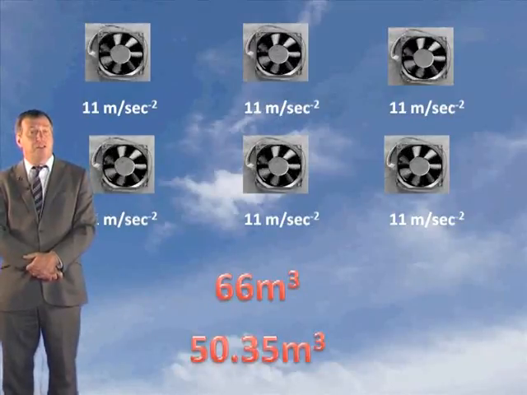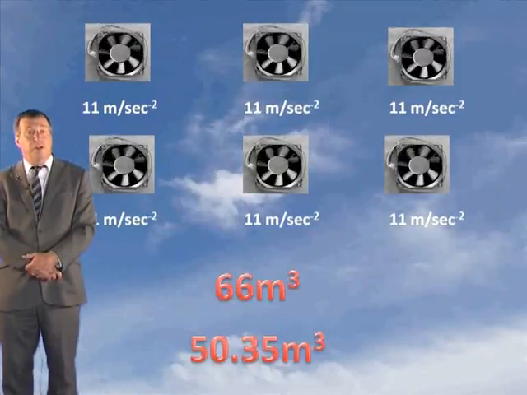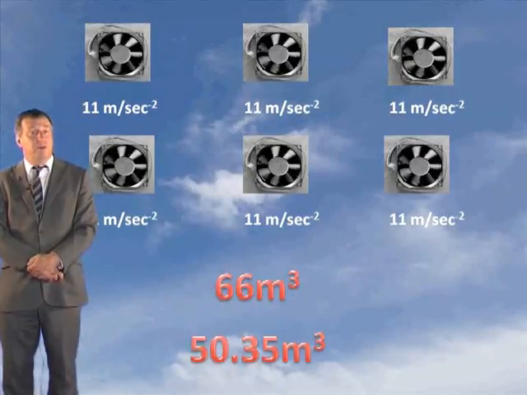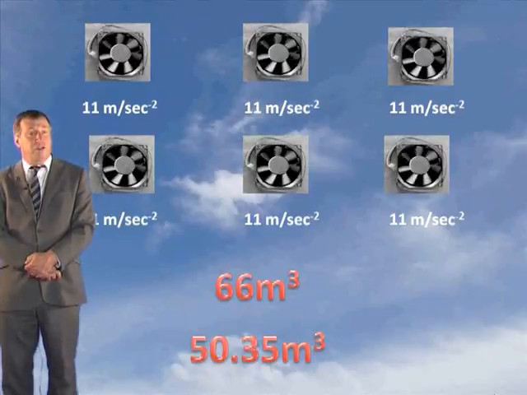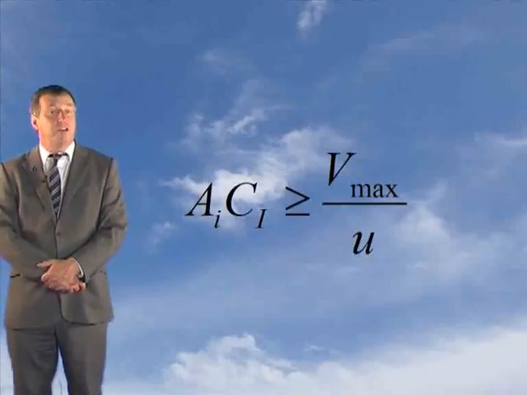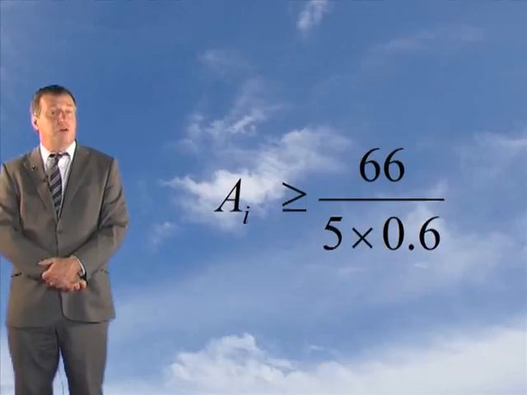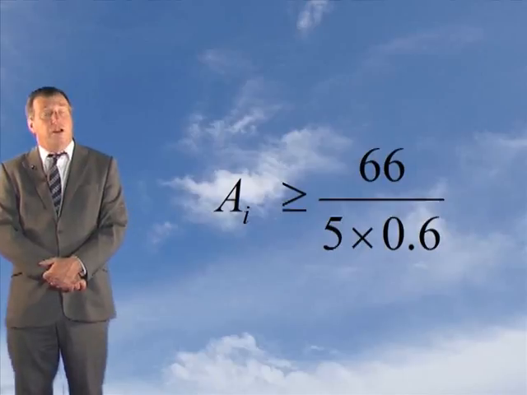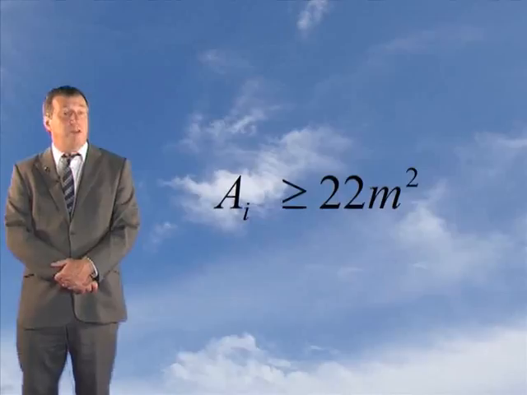But this figure has no significance here, and neither does the 55 cubic meters per second that would be extracted if one of the fans were lost to fire. We're interested in the maximum possible extraction rate that can take place in the building. And for our example, this was 66 cubic meters per second. Putting our figures into the equation gives us the results shown here. AI must be greater than or equal to 66 divided by 5 multiplied by 0.6. And if we evaluate that, we get AI has to be greater than or equal to 22 square meters.